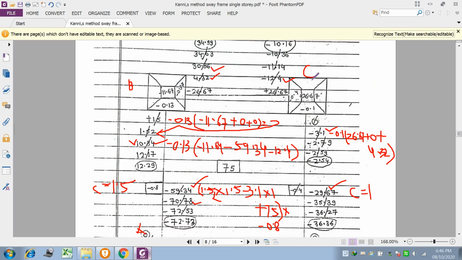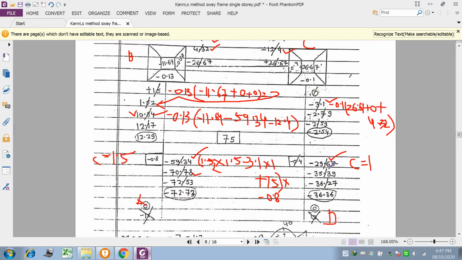Now we are at C, and we are interested in getting the value of the second iteration process, this value and this value. So while calculating this value, write minus 0.1 here, and 26.67 as it is, then here it will be this value minus 29.67. That is, instead of 0 you have to write minus 29.67, because this lower column value, that is the far end value, you have to utilize in your calculations.